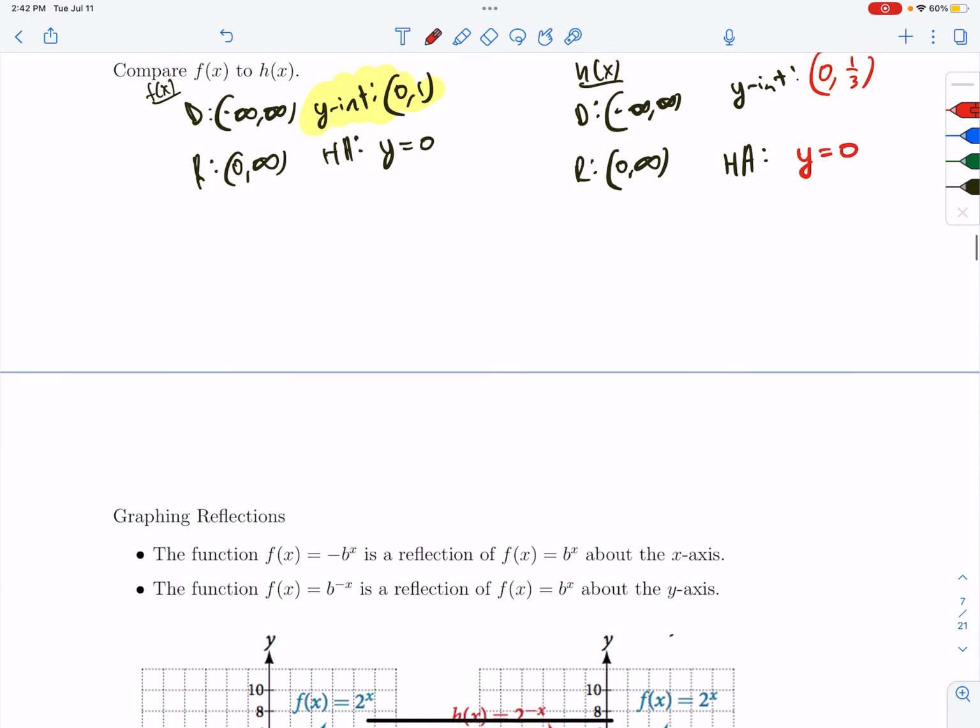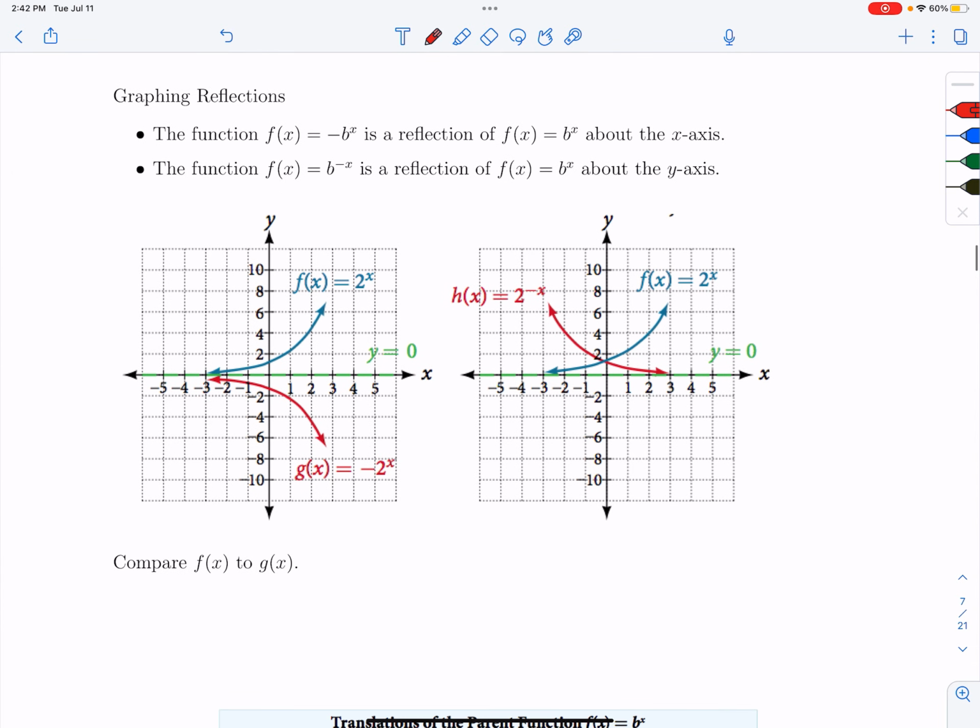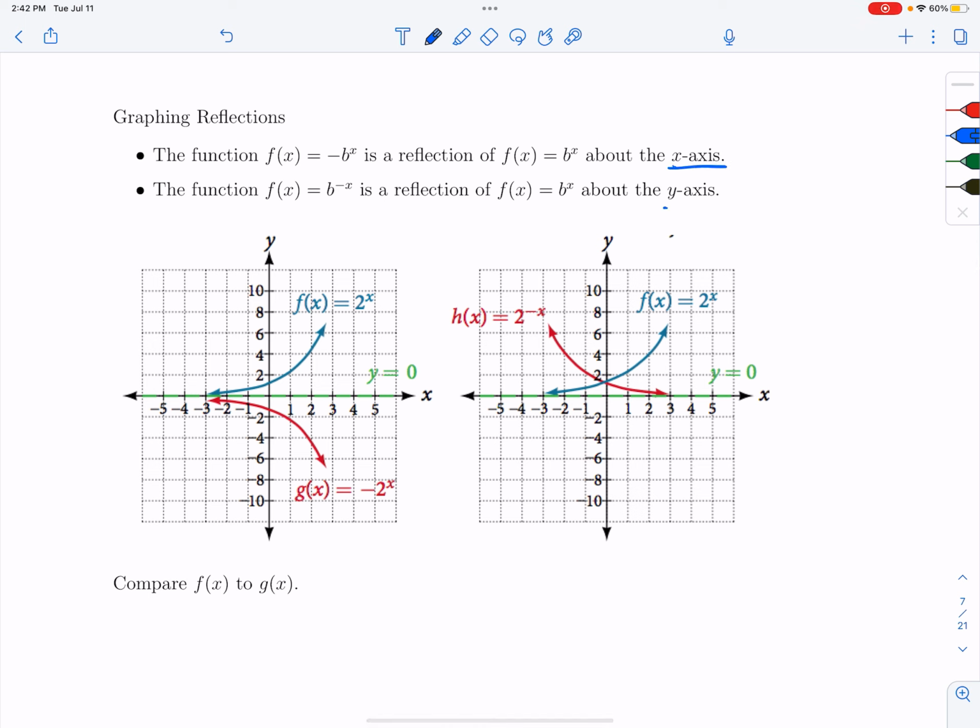Okay, and then we have one last transformation to discuss, and that is a reflection. So we can have two types of reflections. We can have an x-axis or vertical reflection or a horizontal reflection. So for the vertical reflection, or the reflection across the x-axis, we have the negative outside the function. And that's what's getting represented here. And if it's a negative inside the function, we have the reflection across the y-axis. So let's compare f of x to g of x, and we'll do that over here. So f of x, g of x.